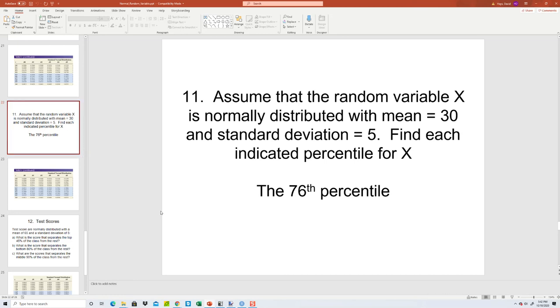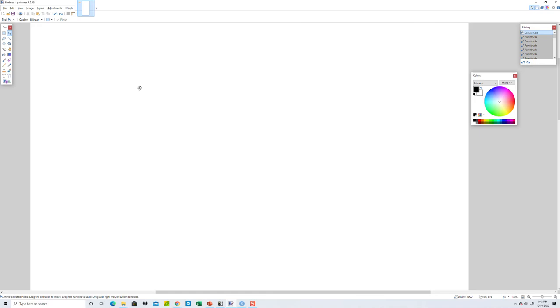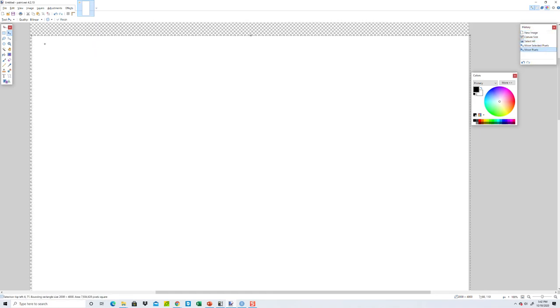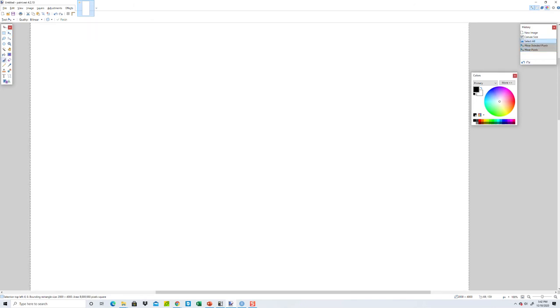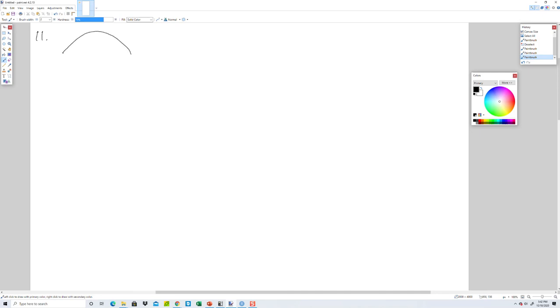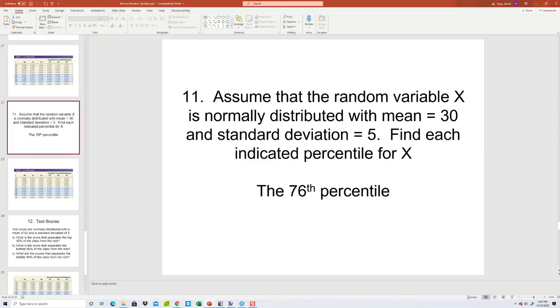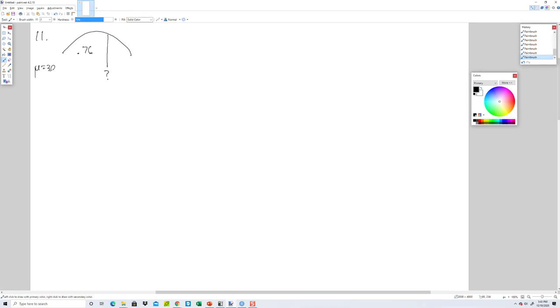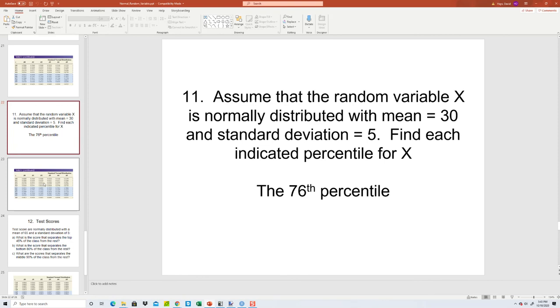What was this again? 76th percentile. So we're trying to find a value. When they say 76th percentile, they're talking about the area, the percentage, the probability to the left is 0.76. That works out pretty good because that's what our table is based upon. And mean is 30, standard deviation is 5. Okay, well, let's go to our table and get that transferred over.